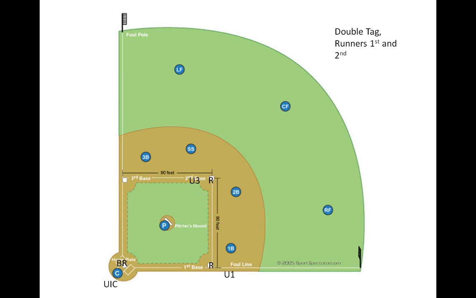UIC, when the ball is hit, immediately moves to third. You're in an immediate rotation there. You don't really wait and watch. You go straight to third so that you're there when that runner tags. U3 moves over toward second to line up the tag to wherever that baseball is hit, and releases that runner to third base and is waiting on the runner coming from first base.